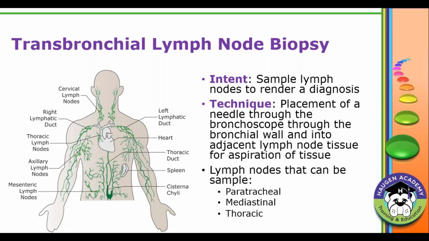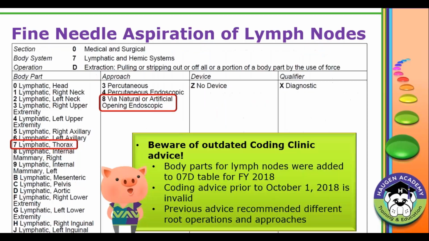This slide just shows what the intent and the technique of that is. And the type of lymph nodes that can be sampled, they can do paratracheal, mediastinal, or thoracic, but they're all going to code to the same body part, which is lymphatic thorax. It's pretty standard that this is going to be your body part for most of these.